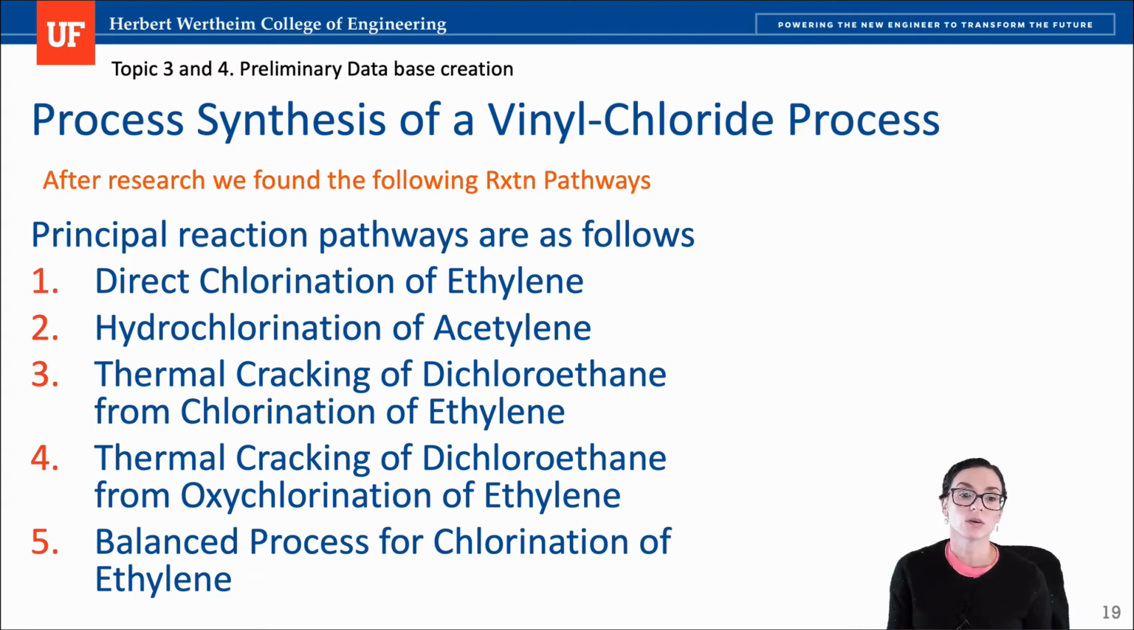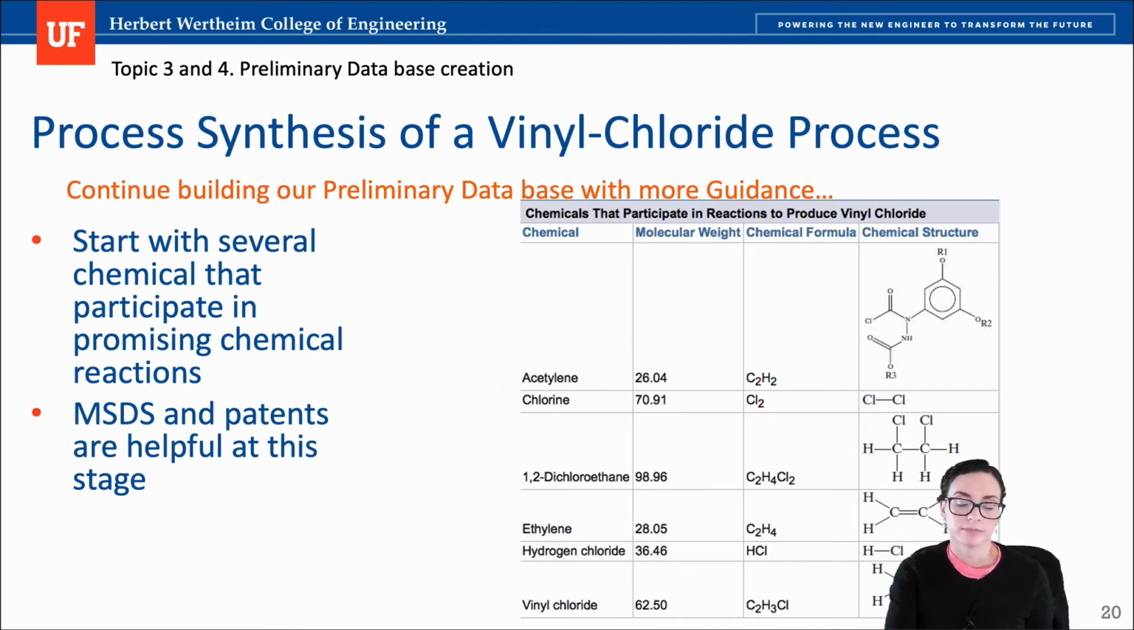Once you identify the reactants, products and intermediates, make sure that you get the prices of the reactants and the products, right? Especially byproducts if you don't know the prices of your final product. So you should be doing this in the upcoming weeks. This is an example of a very simple preliminary database, but you want to keep track of the different chemicals, molecular weights, chemical formula.